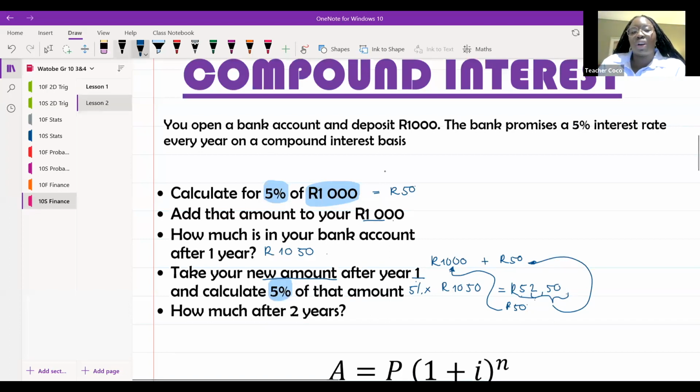Moeketsi, you just need to go to your calculator and look for the percent button. Click 5% times 1,050.